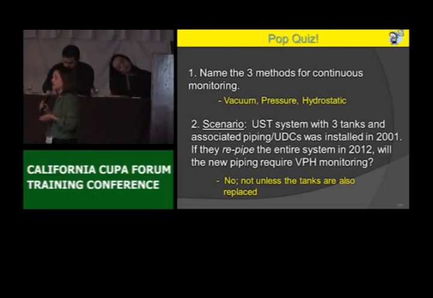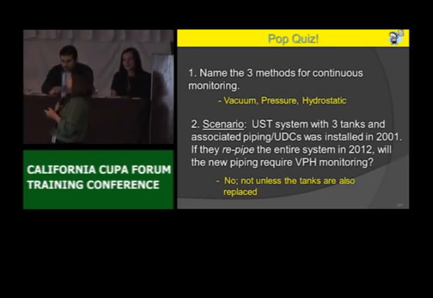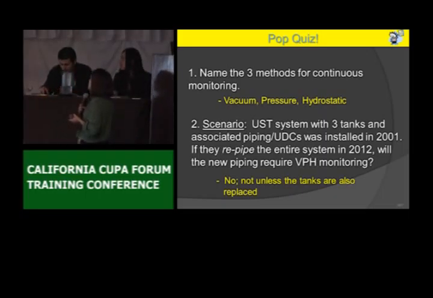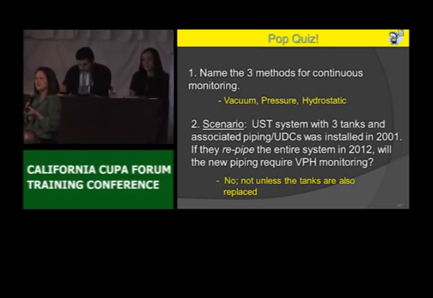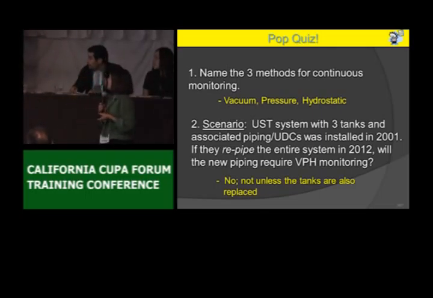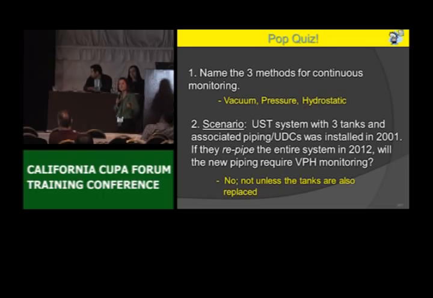Okay, pop quiz. But I think I'm off the hook for a while. Give rest up. So what are 3 methods for continuous monitoring? VPH. Yes. So here's a scenario. You have a UST system with 3 tanks and associated piping and UDCs, and this system was installed in 2001. If they repipe the entire system tomorrow, anytime in 2012, will the new piping require VPH monitoring? No? Why not? It's new, right? Right, the tank's not new.